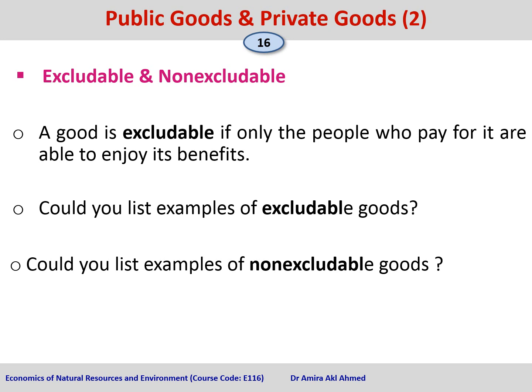A good is said to be excludable if only the people who pay for it are able to enjoy its benefits. In contrast, a good is said to be non-excludable if it is impossible or extremely costly to prevent anyone from benefiting from it.